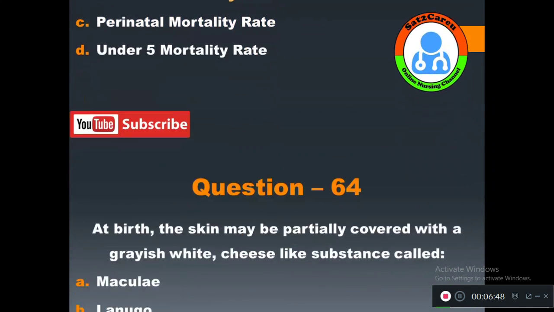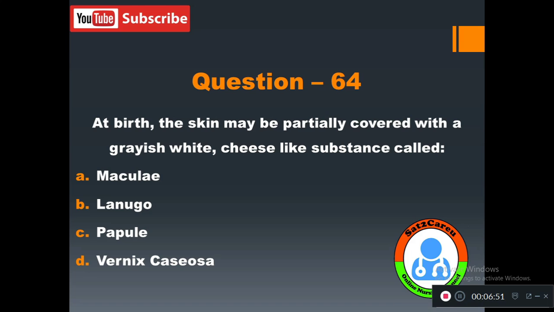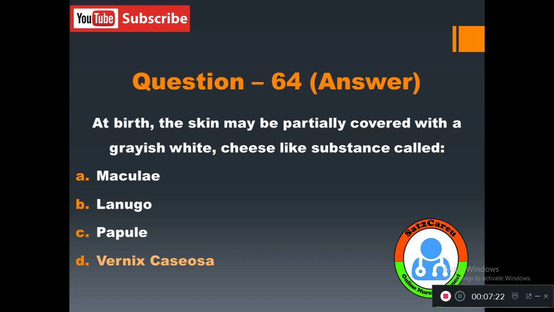Question number 64. At birth, the skin may be partially covered with a grayish white cheese-like substance called option A maculae, B lanugo, C papule, and D vernix caseosa. The right answer is vernix caseosa is a grayish white cheese-like substance cover baby at the time of birth. Question number 64, option D is right.